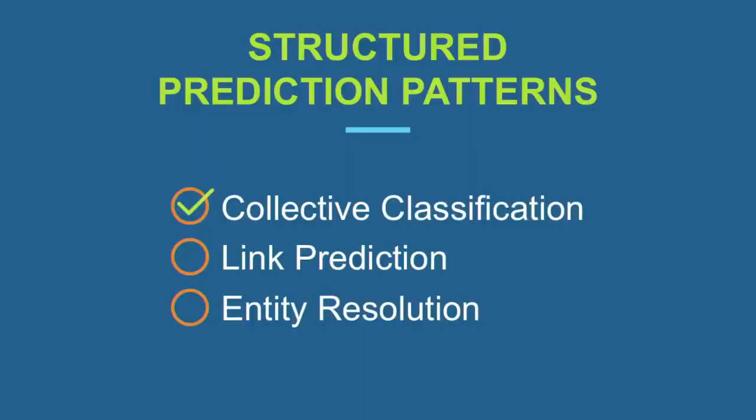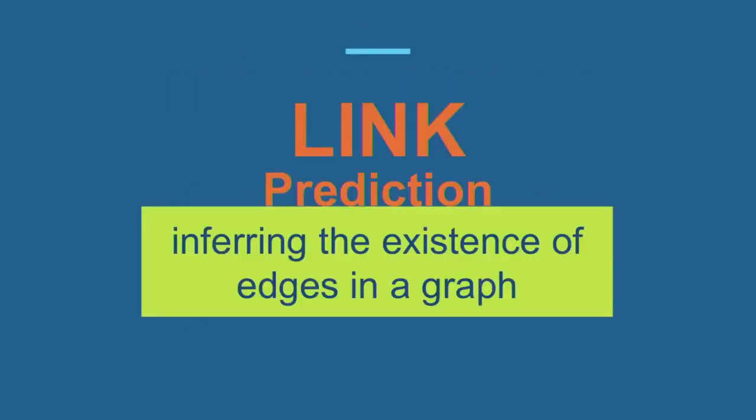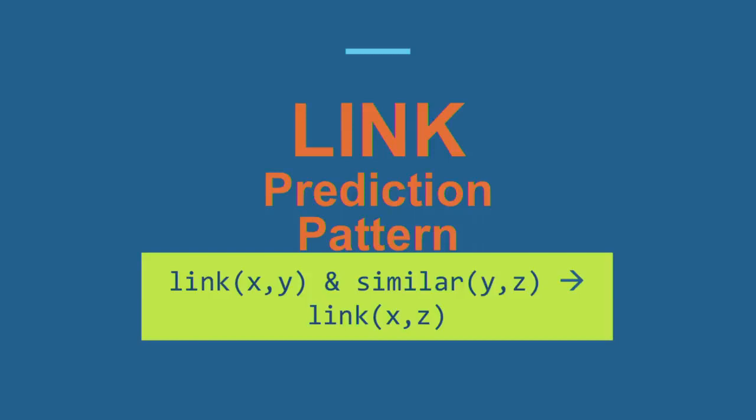The next pattern that I want to talk about is predicting links or edges in a graph. And for this, again, we have a really simple logical pattern that we can encode, which is that if I have a link between X and Y, and there's some other variable Z that's similar to Y, then I should have a link between X and Z. So first off, you can see, again, that it's collective because I have the thing that I'm trying to infer, which is the link, on both sides of the rule.